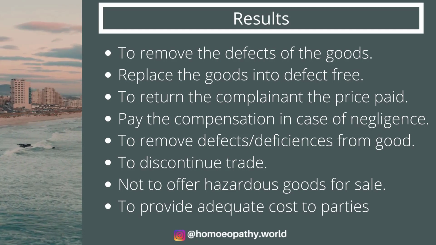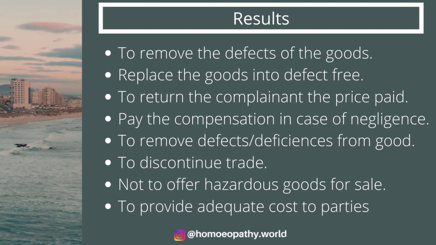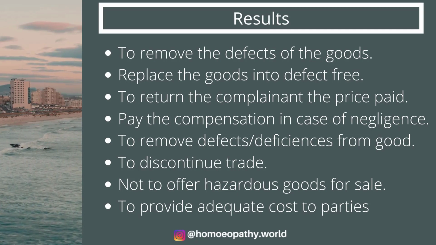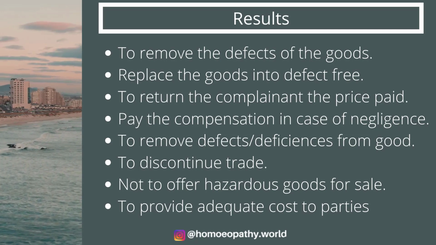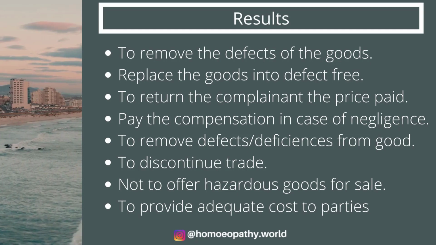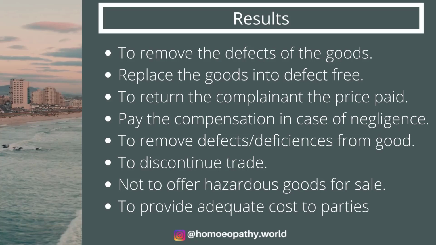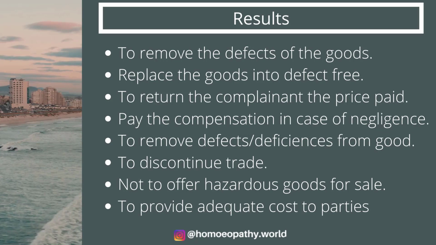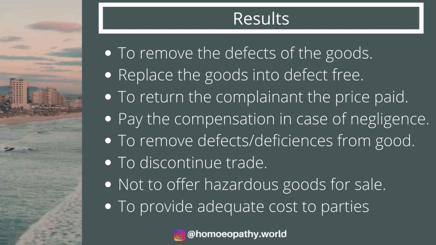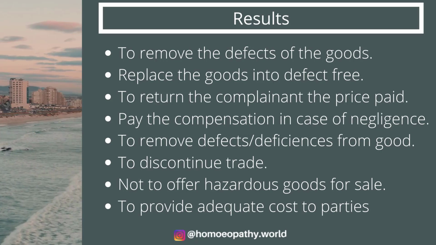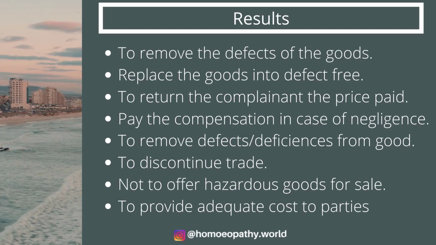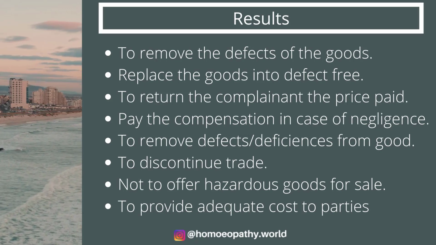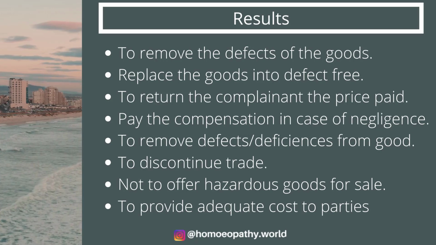So the consumer will file a complaint for himself as well as for others in a large amount. Suppose something is wrong in a very, very large quantity, so every product is defective, then the company has to remove the defects or deficiencies from all the goods, not only from the consumers' but from all the goods. In cases where large scale defects or deficiencies are produced, there is discontinuation of the trade.